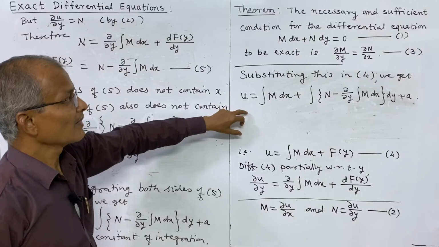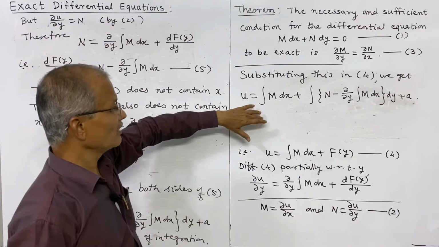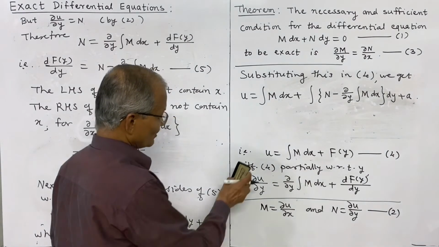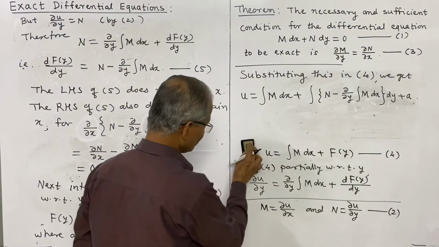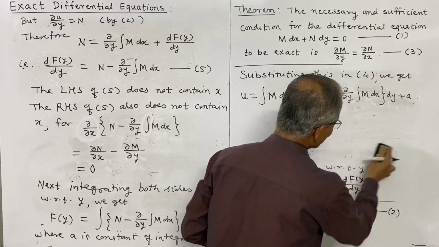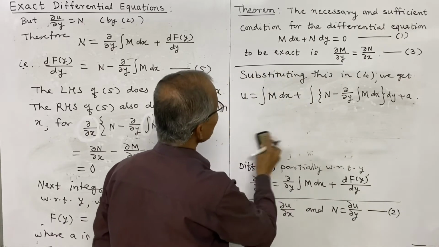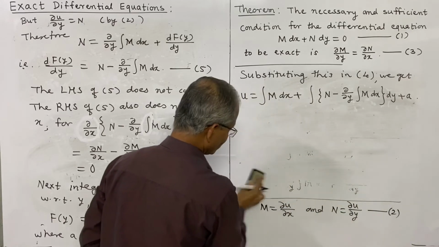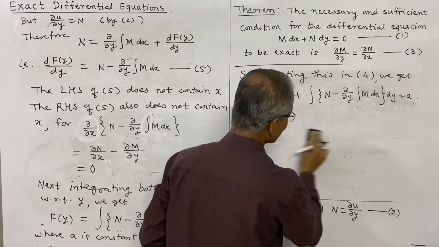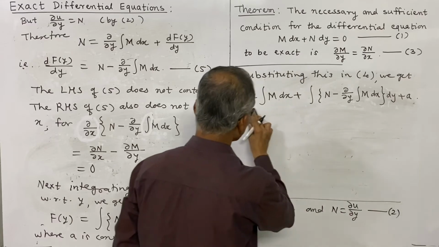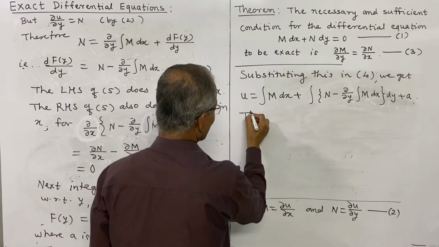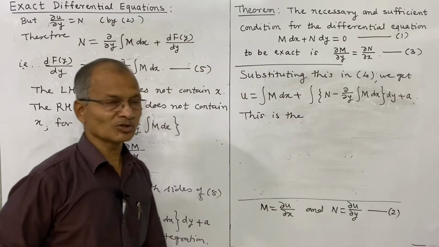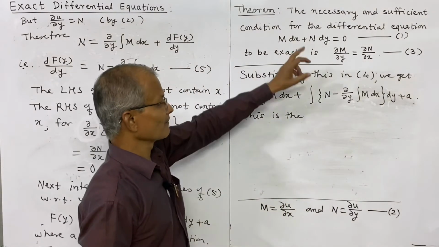So thus this is the function that we wanted to obtain, u has this value, such that the equation becomes d of u will be m dx plus n dy. So this is the function u for which du is equal to m dx plus n dy is equal to 0. Actually this will be the solution of 1.